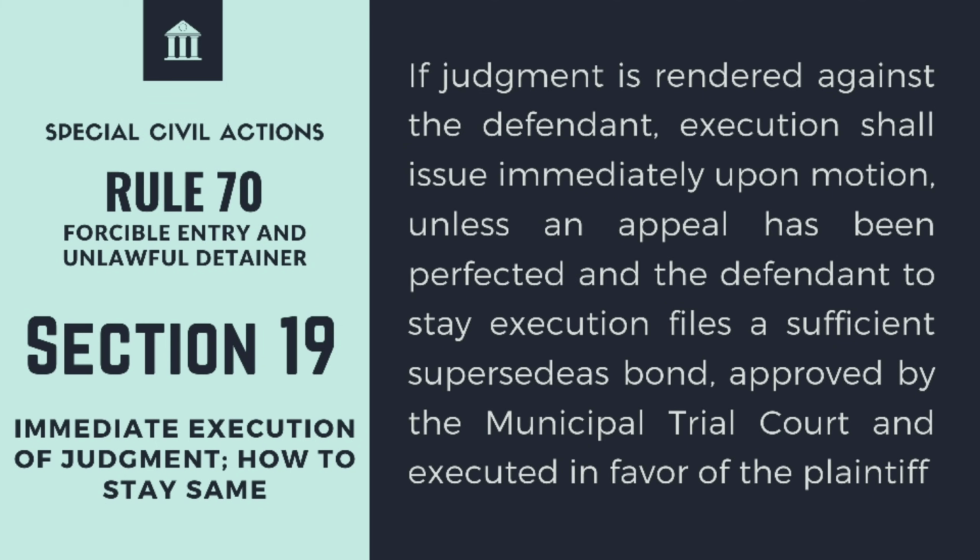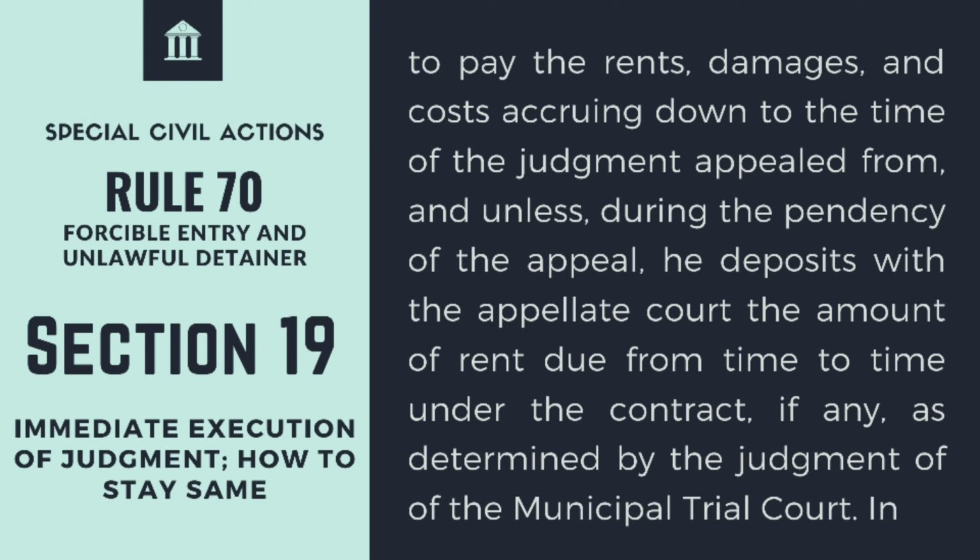Section 19. Immediate execution of judgment, how to stay same. If judgment is rendered against the defendant, execution shall issue immediately upon motion, unless an appeal has been perfected and the defendant, to stay execution, files a sufficient supersedeas bond, approved by the municipal trial court and executed in favor of the plaintiff to pay the rents, damages, and costs accruing down to the time of the judgment appealed from, and unless, during the pendency of the appeal, he deposits with the appellate court the amount of rent due from time to time under the contract, if any, as determined by the judgment of the municipal trial court.